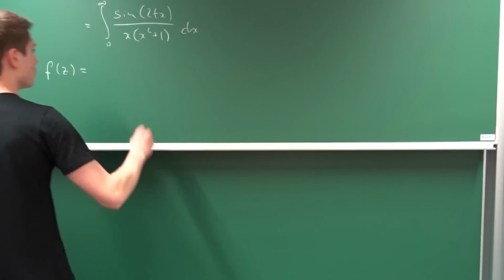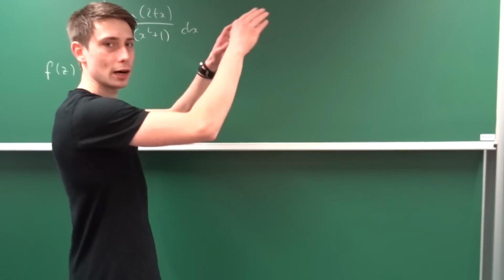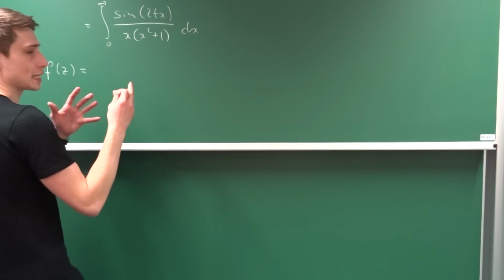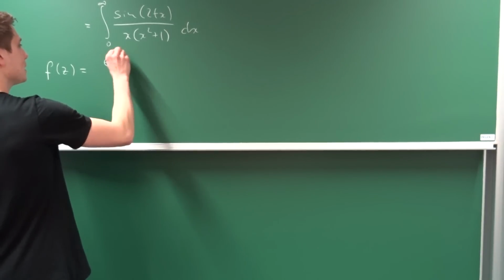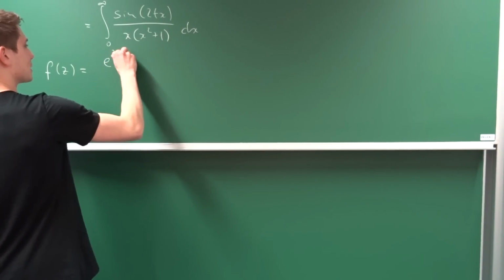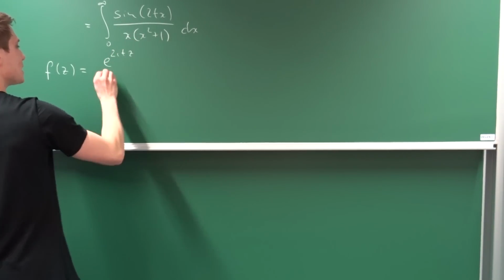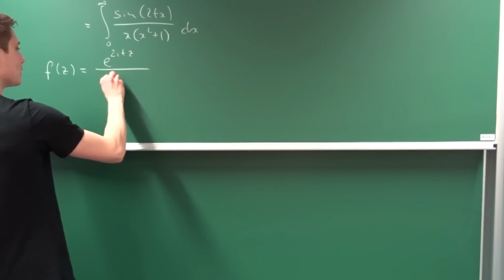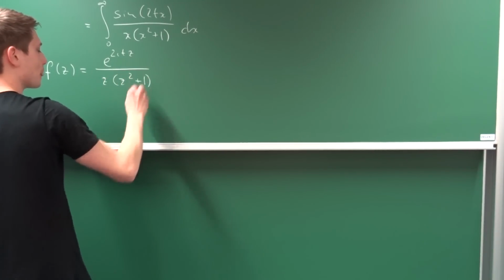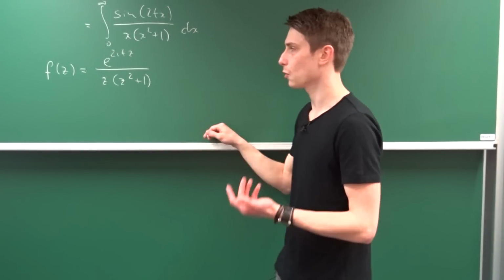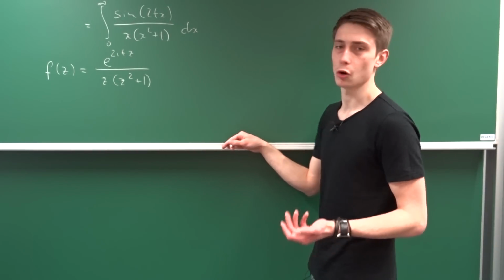What will it look like? Well, we are going to define it in the upper half of the complex plane by using a semicircle. So this is going to be e to the 2i times t times z over z times z squared plus 1. Okay, great. So this is our complex valued function and we can work with this.